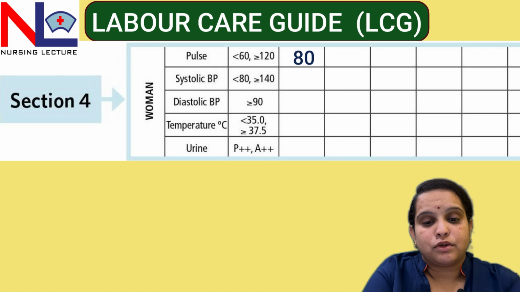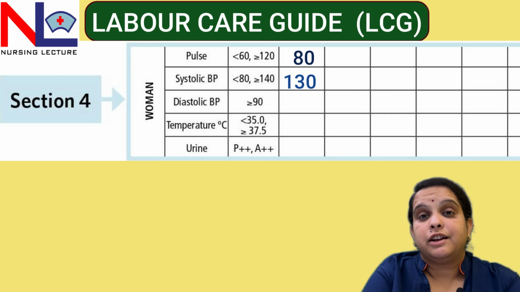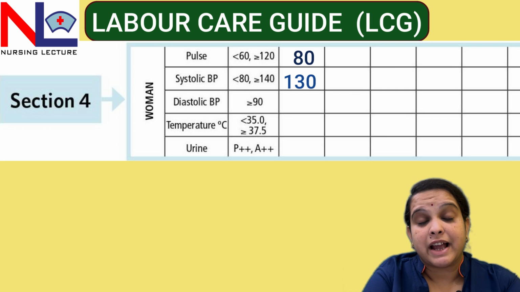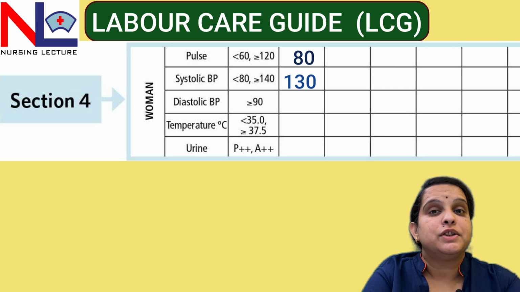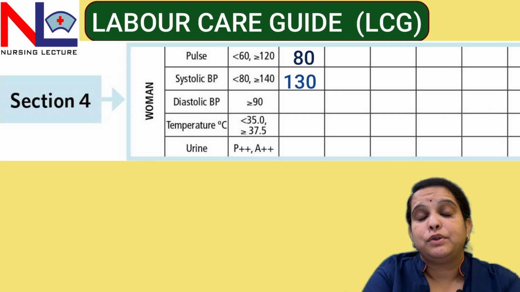The next is the systolic blood pressure, and the alert is less than 80 and more than or equal to 140. Here we have to write in a numerical way in mm of Hg. If the blood pressure drops down, it can indicate the features of shock, and if it goes more than that, it indicates the features of hypertension. We have to record by allowing the mother to sit down, and then record.